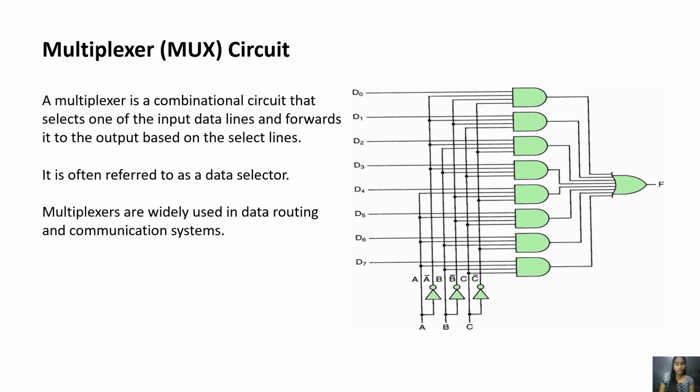Multiplexer circuit, which is also known as MUX. A multiplexer is a combinational circuit that selects one of the input data lines and forwards it to the output based on the select lines. It is often referred to as the data selector. Multiplexers are widely used in data routing and communication systems.